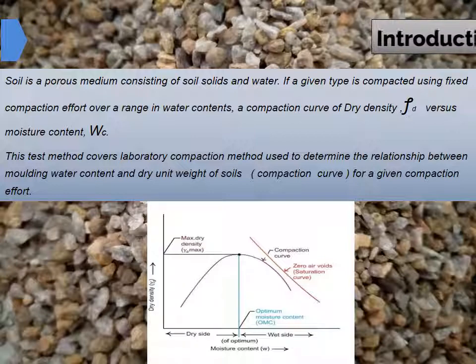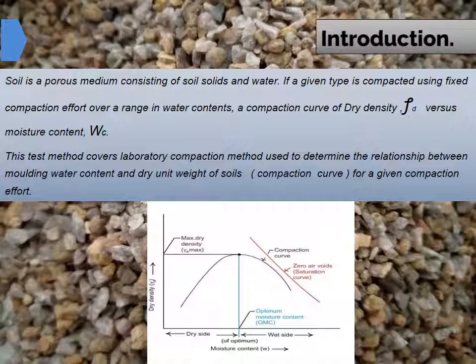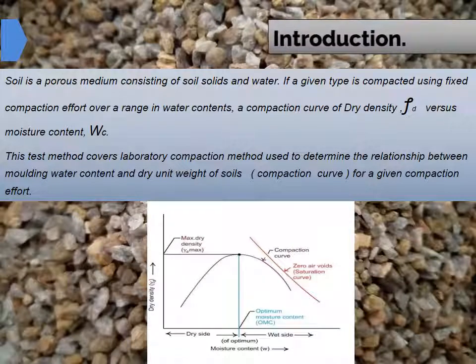This test method covers the laboratory compaction method used to determine the relationship between molding water content and dry unit weights of soil. The compaction effort is the amount of energy that is applied to the soil mass. We know that several different methods are used to compact soil in the field, and these include tamping, kneading, vibration, and static load compaction. This laboratory will employ the impact compaction method using the type of equipment and methodology developed by R.